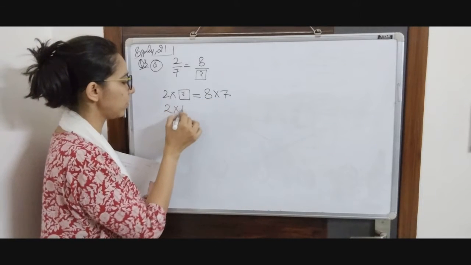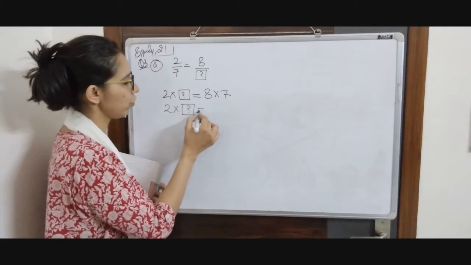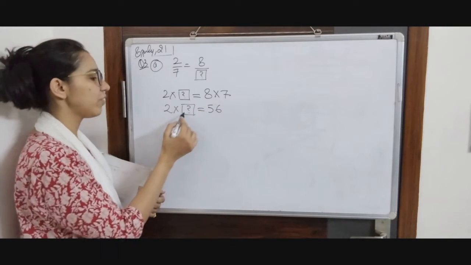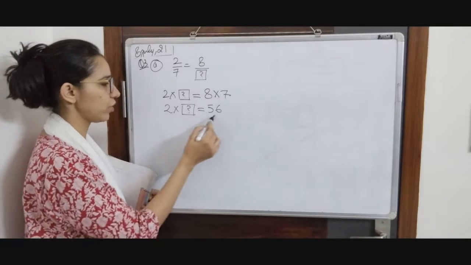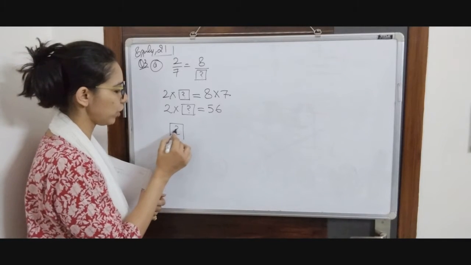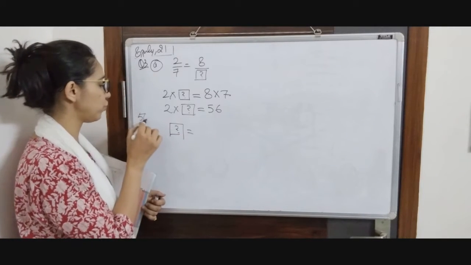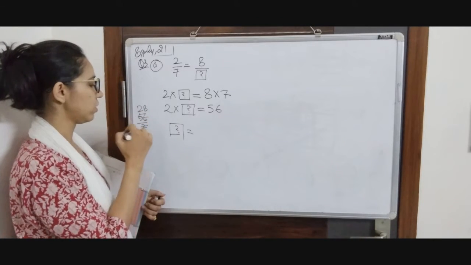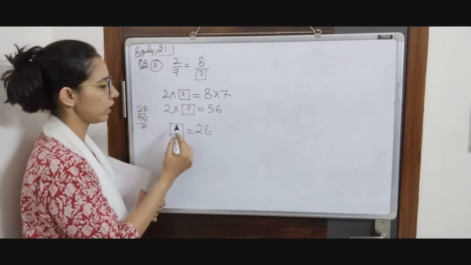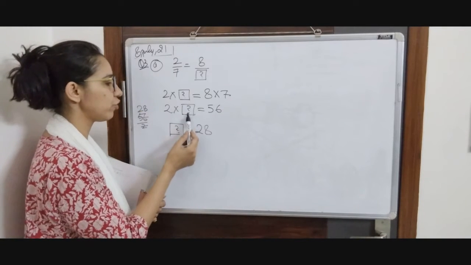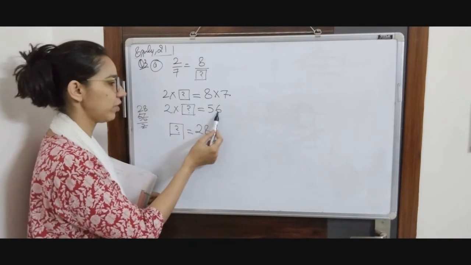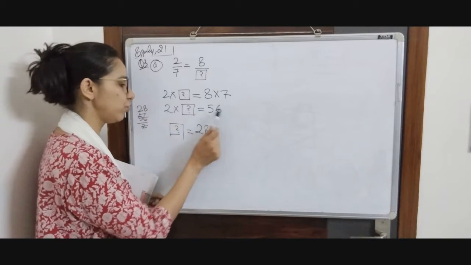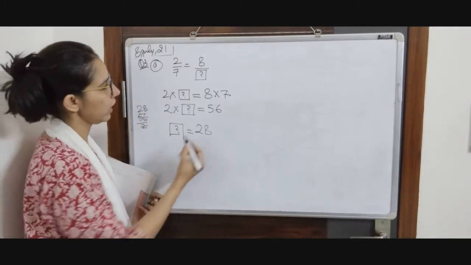So 2 multiplied with a number which we don't know is going to be 56. Okay, so by what number should we multiply 2 to get 56? This number is going to be 56 by 2, okay, which will be equal to 28. So this number is going to be 28.